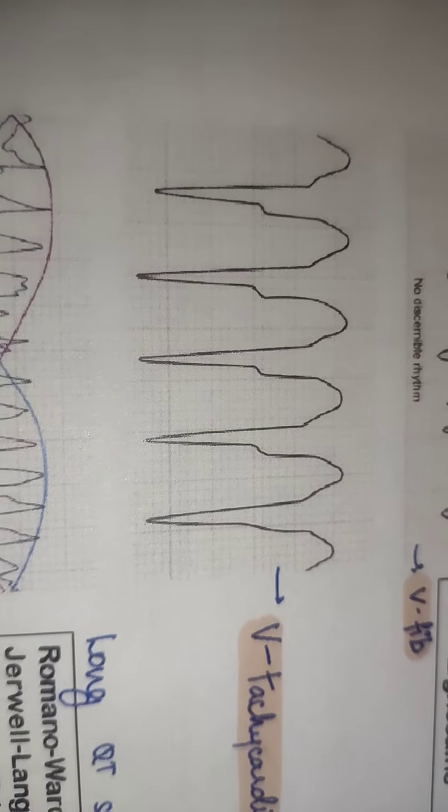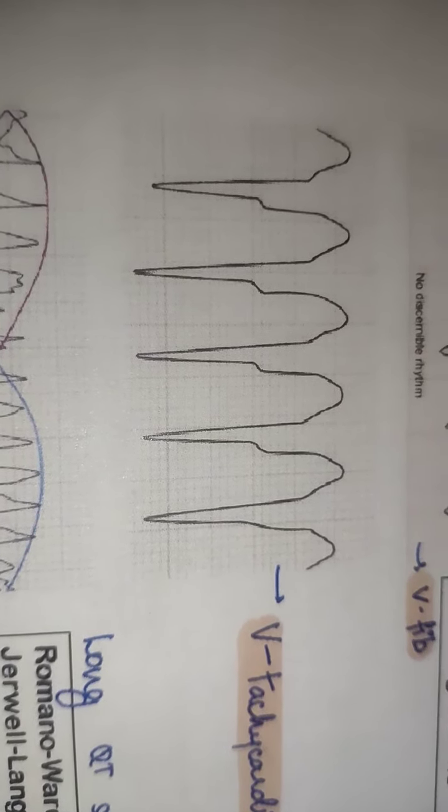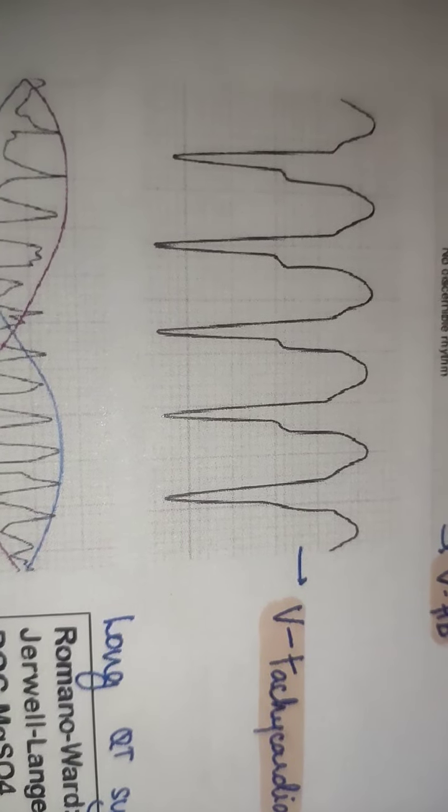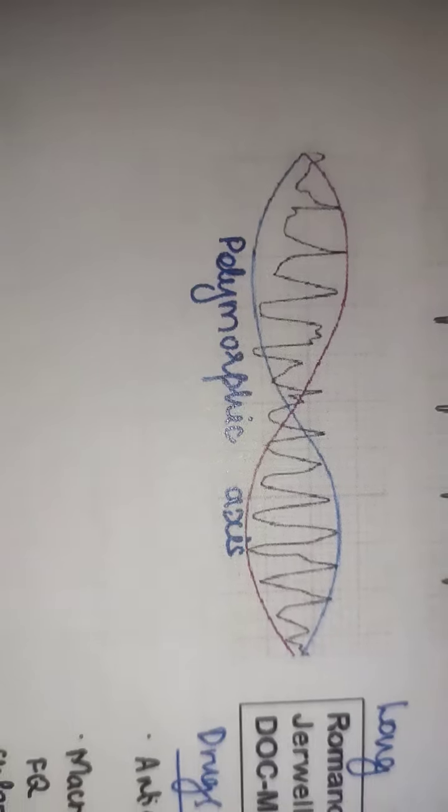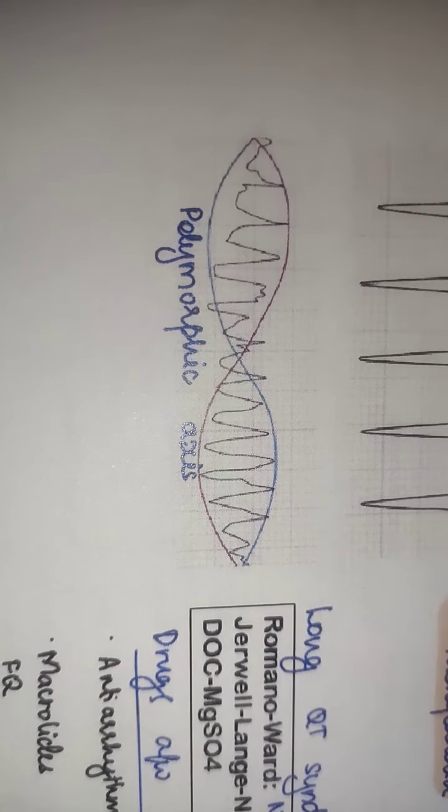Wide and bizarre QRS complexes are seen on the ECG pattern. We can easily recognize ventricular tachycardia. This graph is long QT syndrome or polymorphic VT, also known as Torsades de pointes.